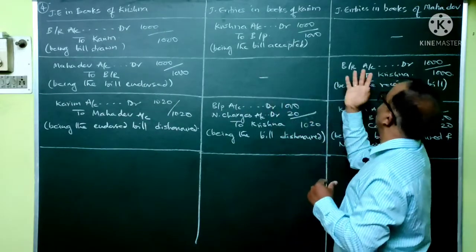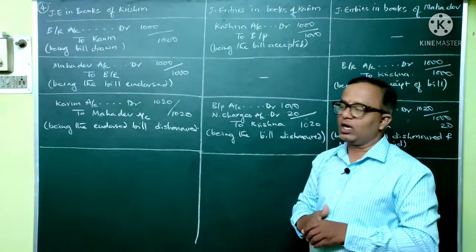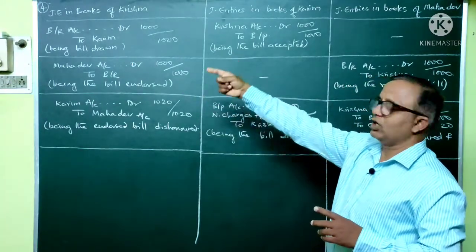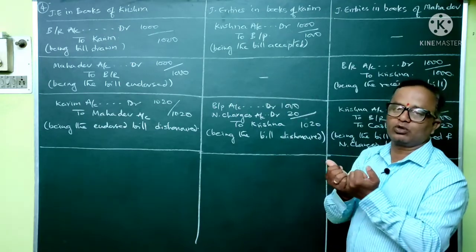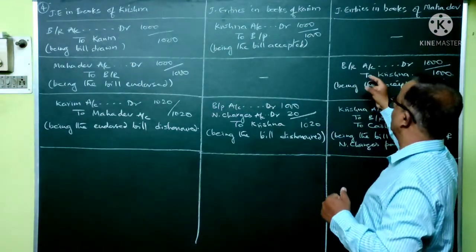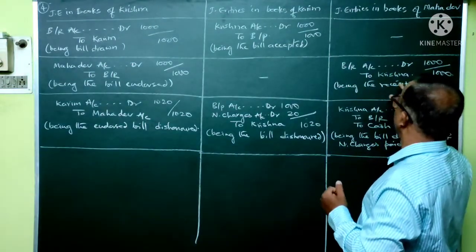Coming to Mahadev. Now think from Mahadev's point of view. If you are Mahadev, the bill Krishna has endorsed to you. When he has endorsed to you, you are receiving that particular bills receivable. So your entry will be bills receivable account debit to Krishna. You are going to write, being the receipt of the bill.